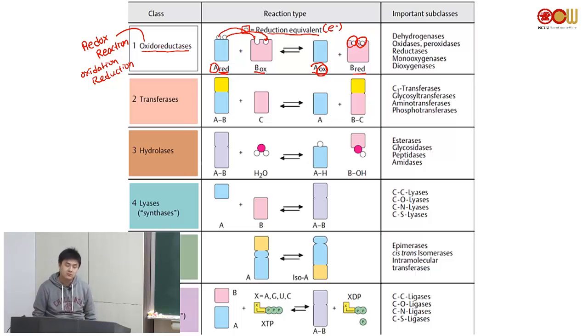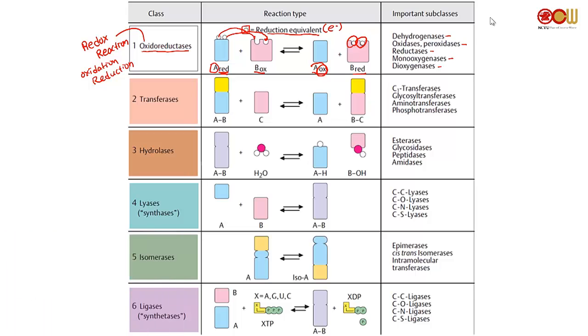Some examples or important subclasses are dehydrogenases, oxidases, reductases, monooxygenases, dioxygenases. We'll get into exactly what they are probably next semester. We'll talk in a lot of detail about all of these enzymes. But today, I'm just going to show you simple examples of what kind of enzymes would belong in this class.